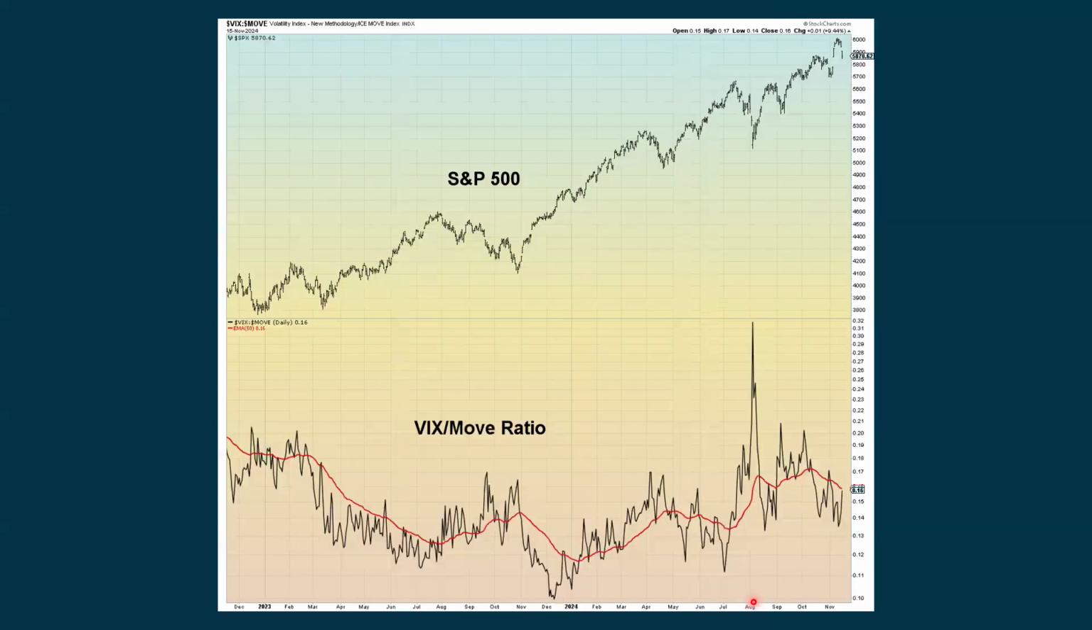All right, then we look at a ratio between the volatility of stocks, the VIX, and the volatility of bonds, the MOVE index. And that's picking up a little bit, but what I tend to follow the most is the red moving average. And overall, that just means that stocks are slowing down in their volatility relative to bonds.